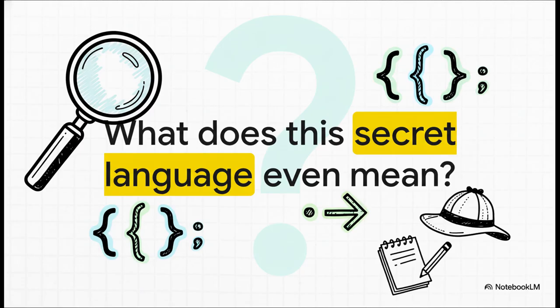So that's the big question, isn't it? What does this secret language even mean? It might look complicated, but it's really just a set of very specific, very logical instructions. Kind of like a recipe for a cake. Today, we're going to be detectives and figure out exactly what each ingredient does.